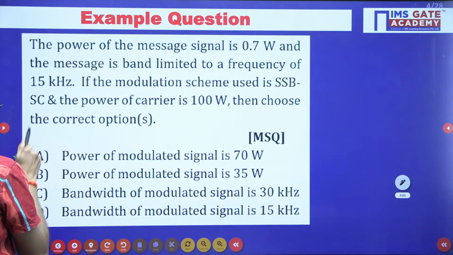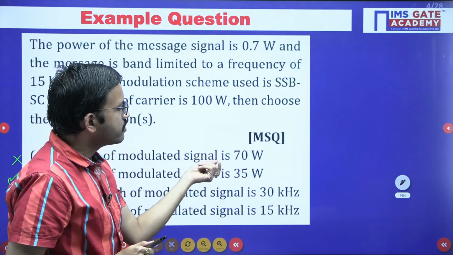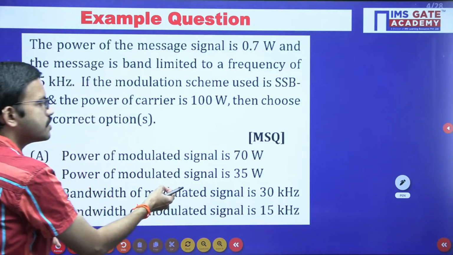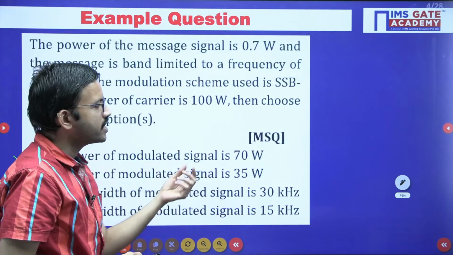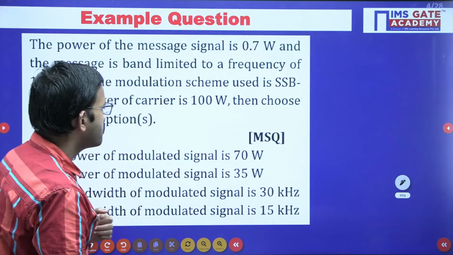Obviously option A is not correct, because in option A they have mentioned 70 watt. That will be true for DSB-SC, not for SSB-SC. In SSB-SC we require half of the total power required for double sideband suppressed carrier. I hope it is clear.